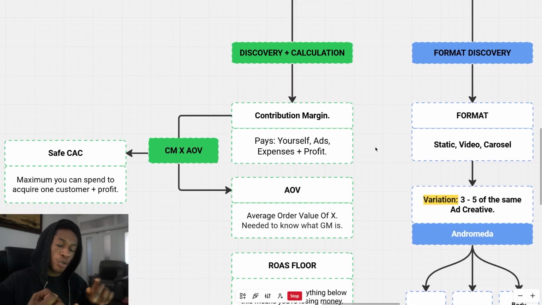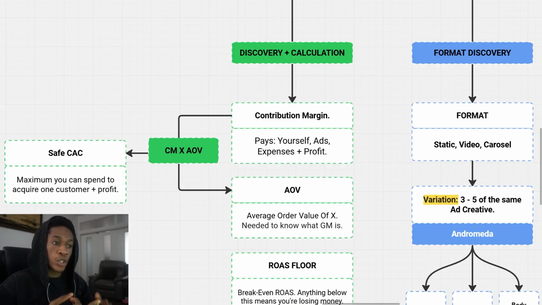Think about this: if you're currently running a team, you have people designing for you, you have people packing for you, and you need to pay them. Your contribution margin is the amount of money you're going to hold to contribute to those external factors. So it's very important that you calculate this first.